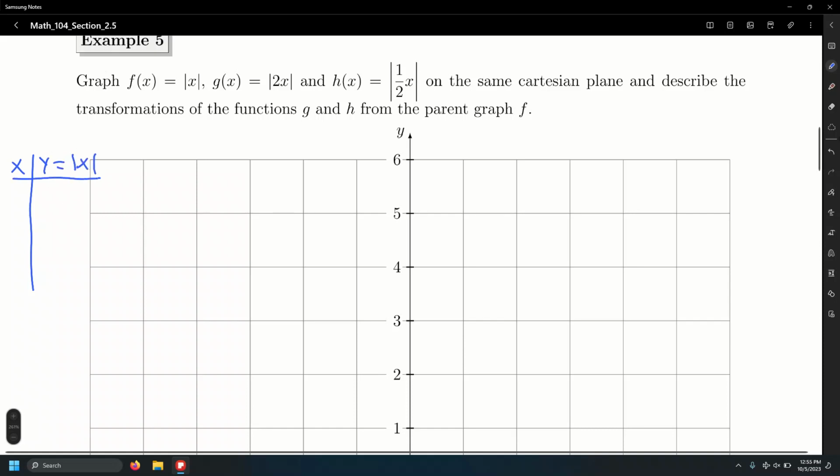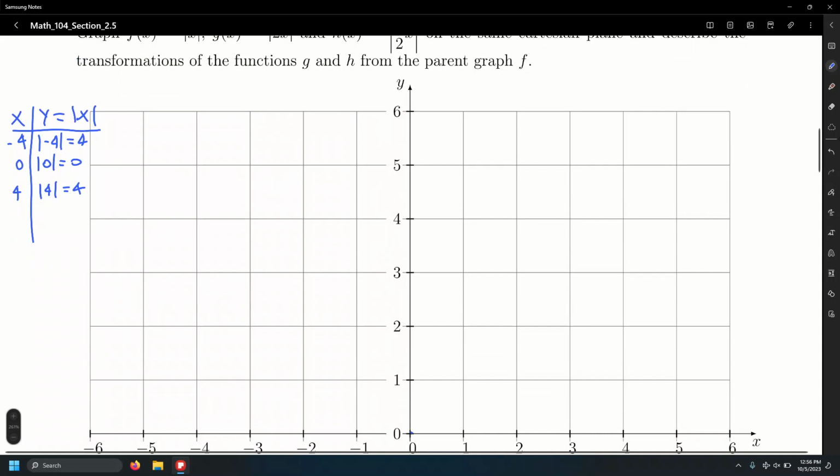For x, I don't want to do -3, -2, -1, 0, 1, 2, 3. Let me do -4, 0, and 4. That's only three points, but at least it's going to give us a good picture here. If we take the absolute value of -4, that equals 4. The absolute value of 0 equals 0. And the absolute value of 4 equals 4. That gives us the ordered pairs -4, comma 4, 0, 0, and 4, comma 4.